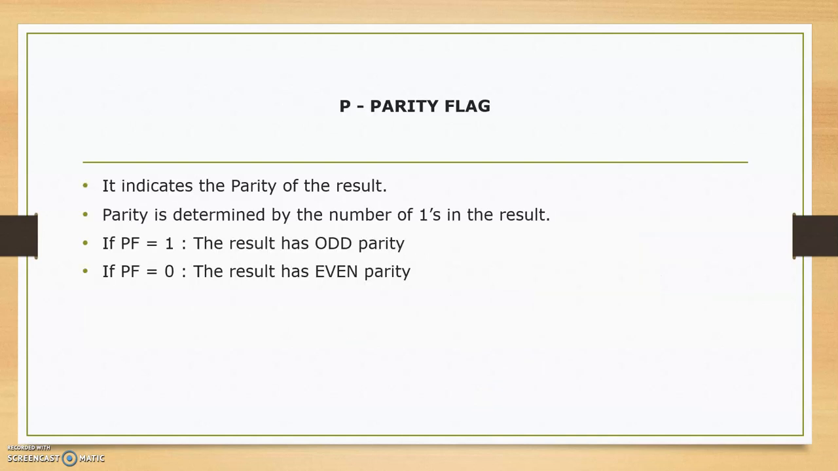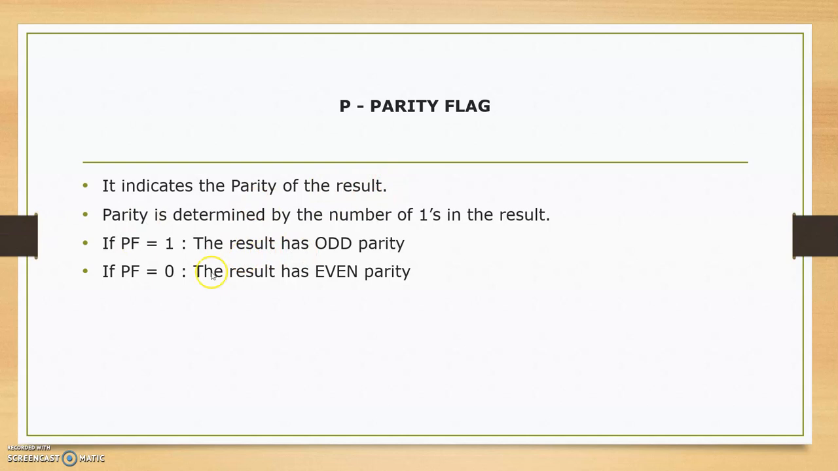The next one is the parity flag. It indicates the parity of the result. After doing an ALU operation, the result will be stored in register A. The parity flag is determined by the number of ones in the result. If it has an even number of ones, that means even parity, and the parity flag will be 0. If there is an odd number of ones, that is odd parity, and the parity flag will be 1.